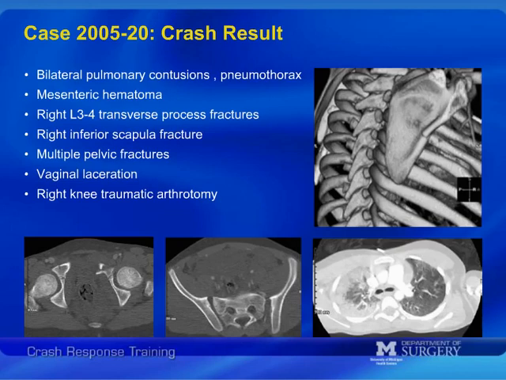In addition, she had multiple pelvic fractures. You can see in the left lower images. She had a vaginal laceration and a right knee traumatic arthrotomy. This image on the lower right shows the pulmonary contusions, which are quite severe to the right lung.